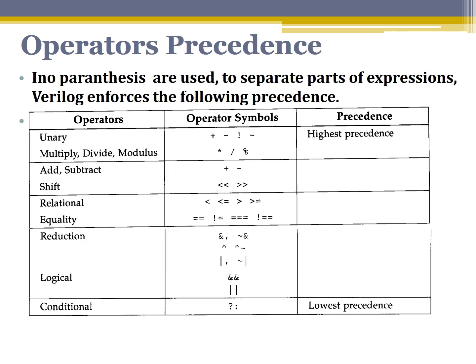So we studied the various operators in Verilog. It is important to know the operator precedence. Operator precedence determines, when we write an expression which has all different kinds of operators, which operator gets the highest preference. The unary operators, the plus, minus, the logical not, and the bitwise not have the highest precedence, followed by the arithmetic operators multiply, divide, and modulus. Then we have the addition and subtraction operators, shift operators, relational, equality, reduction operators, logical operators, and finally the conditional operator with the lowest precedence.